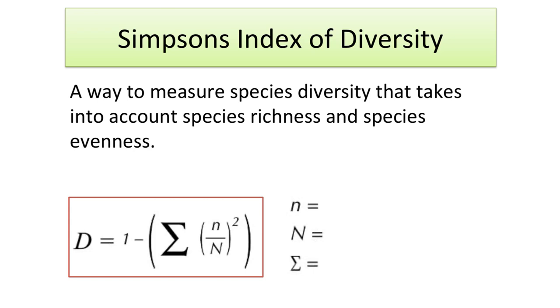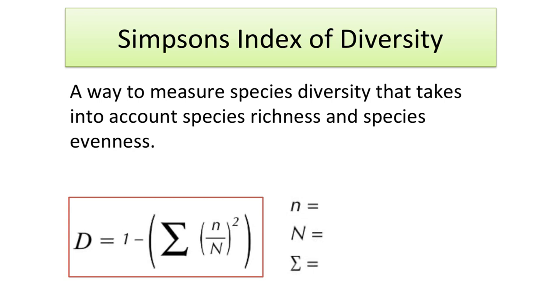But what's important about this Simpson's index is that it takes into account species richness, which is the number of different species present in the area, but also takes into account the species evenness. And species evenness is the number of individuals of one species that are present in that area.